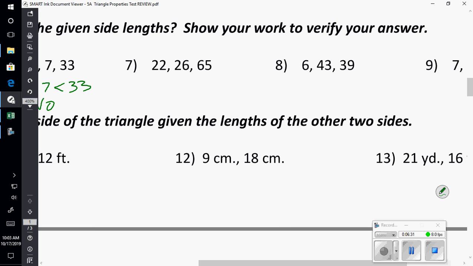Number 7, your two smallest is 22 and 26. When you add them together, that is also less than 65, so they won't reach. So no, it won't make a triangle.